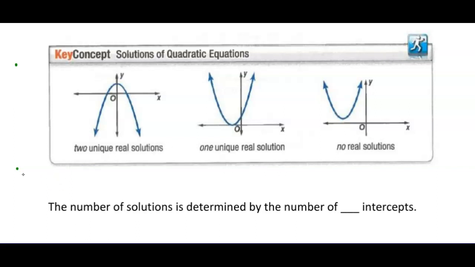So this graph here has 2 solutions. One is right here, and one is right here. This graph here has 1 solution. It is right here. This graph here has no solutions. Why do you think that is? What do you notice?